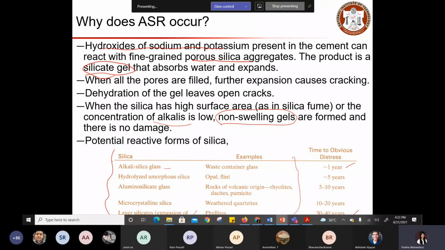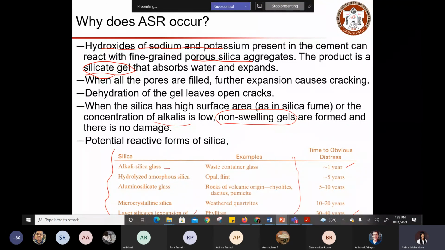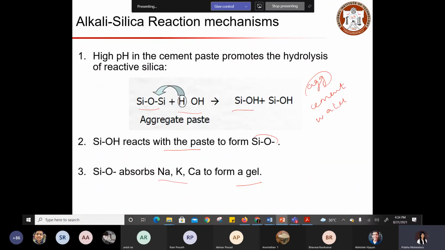So these are different forms of reactive silica, and these are the sources from which you can obtain such reactive silica, and the time taken for causing such distress. The alkali silica glass is more reactive, so within a year you can see cracking due to ASR. When you have fillets, that is in the form of silicate layers, that is a very low reactive silica, so it takes a long time for causing the same distress that you expect when you use alkali silica glass. Knowing that, you can choose the type of aggregates that you can use for concreting.